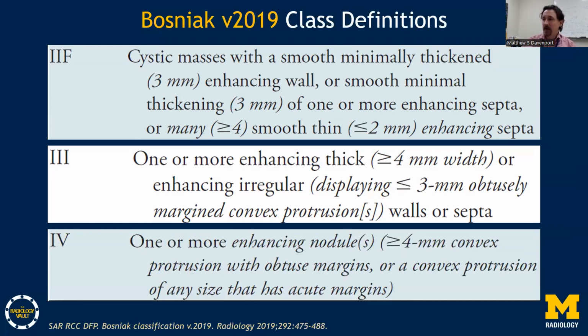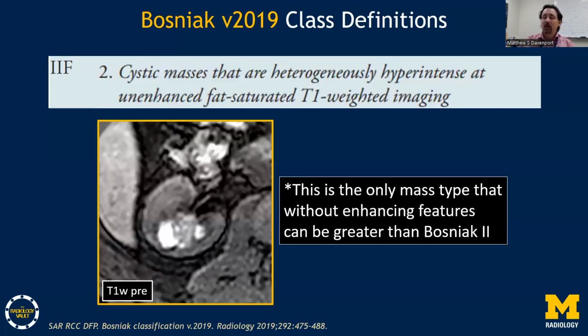And 4 has a nodule, 1 or more nodules, and there's the definition of what a nodule is. It's anything with an acute angled margin or an obtusely marginated thing that's at least 4 millimeters tall. One thing to be careful about is masses that are heterogeneously hyperintense on T1 weighted imaging. This is the one example of something that can be pushed into a 2F that does not enhance. And the reason why is because this indicates there's a lot of blood in the mass, and papillary cancers can look like that.